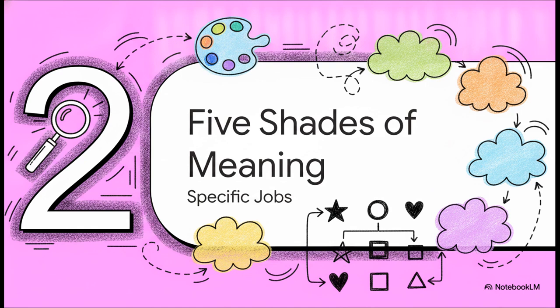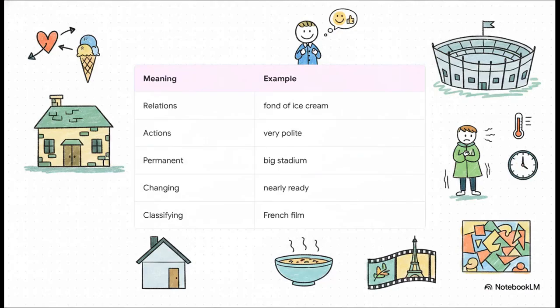Moving right along to section 2, the 5 shades of meaning, specific jobs. Now, what's really interesting here is that adjectives don't just form one big, messy group, right? They have highly organized jobs. First up, we have relations. You aren't just fond, you are fond of ice cream. Then there are actions, like describing a polite waiter. We also contrast permanent features, like an old house, against changing states, like lunch being nearly ready. And finally, we have classifying types, like a French film. As we'll see in just a minute, that last category is absolutely crucial.